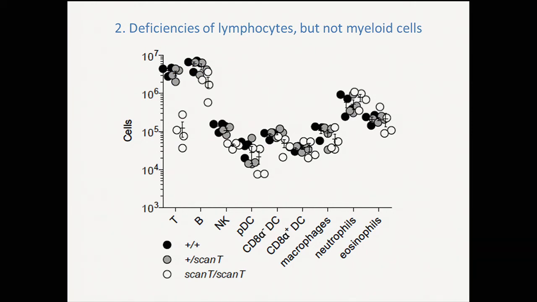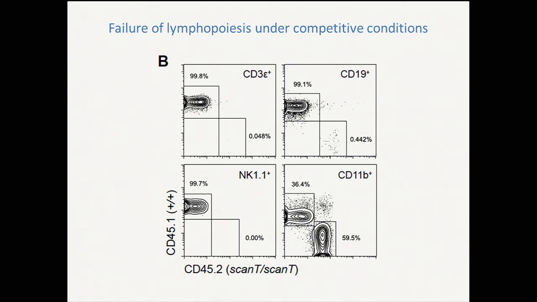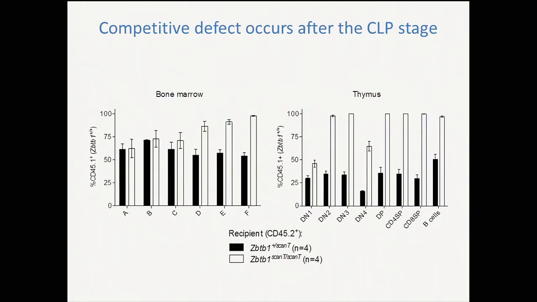Looking again at the blood of these mice, one can see that there's a selective problem with T-cell development, but little, if any, problem with B-cell development, NK cells, or all of the other formed elements in the blood. On the other hand, if lymphopoiesis is examined under competitive conditions, one finds that B cells and NK cells are also dramatically affected. So it just depends how the phenotypic assay is done. This mutation does affect all lymphoid classes, but it doesn't affect myeloid development.